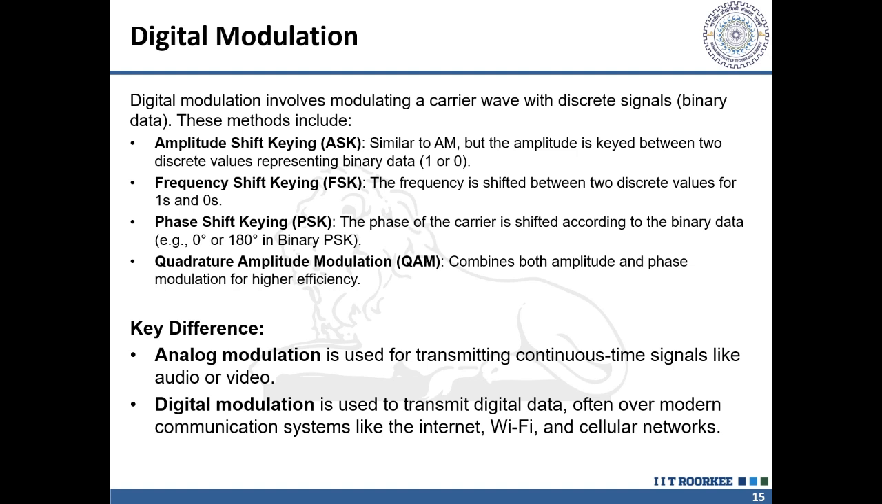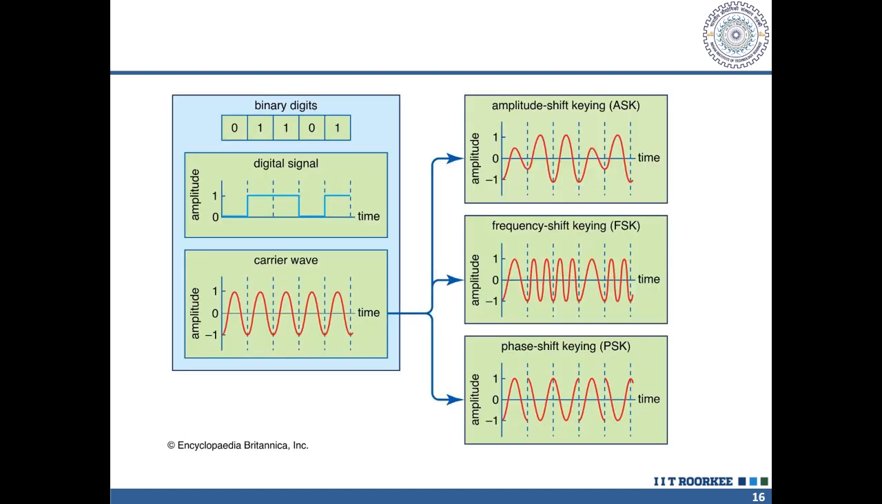And like we discussed, the main difference between analog modulation and digital modulation is that analog modulation is used for transmitting continuous time signals like audio or video. On the other hand, digital modulation is used to transmit digital data over modern communication systems like the internet, Wi-Fi, and cellular networks. This is the discrete signal of ones and zeros, the binary signal, and this is the carrier wave. And then it is modulated according to different methods.